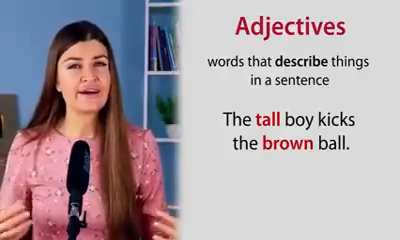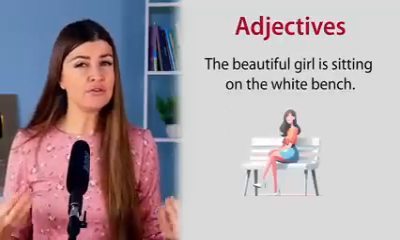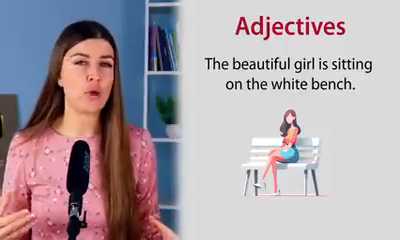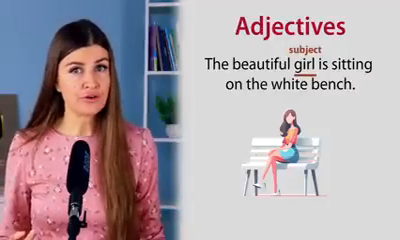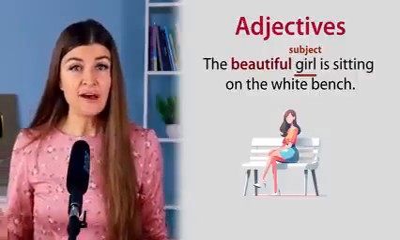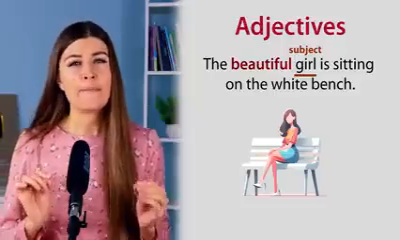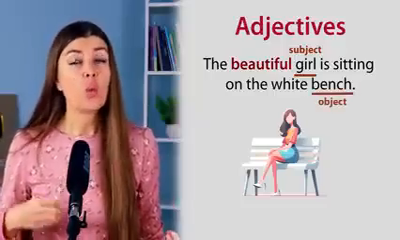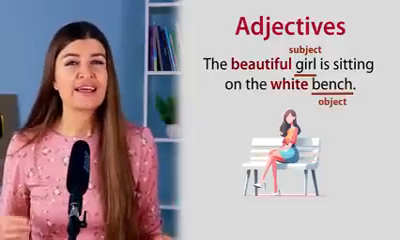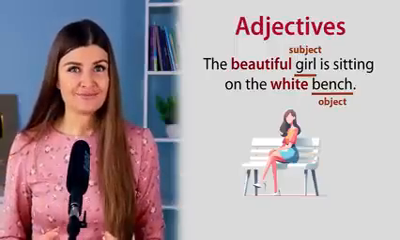Adjectives usually come before what they are describing. The beautiful girl is sitting on the white bench. The girl is the subject, beautiful is the adjective, and it goes before the subject. Bench is the object, white is the adjective, it describes the object, and it comes before it.